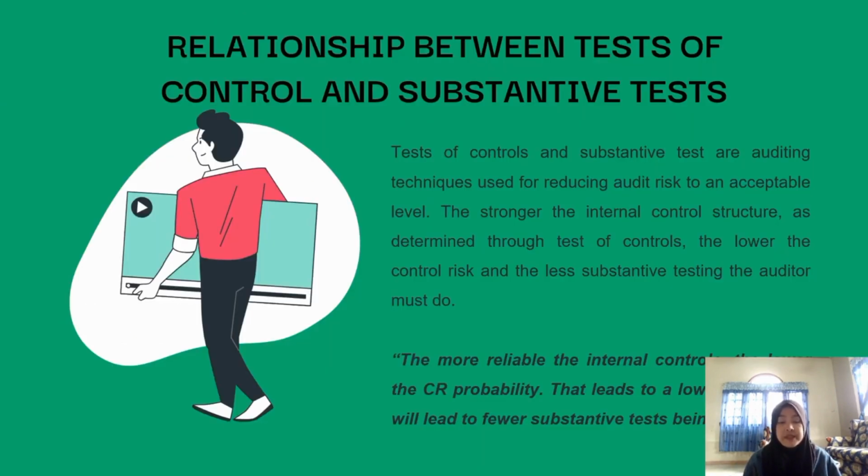The relationship between tests of control and substantive tests. Tests of controls and substantive tests are auditing techniques used for reducing audit risk to an acceptable level. The stronger the internal control structure as determined through tests of controls, the lower the control risk and the less substantive testing the auditor must do. In contrast, the weaker the internal control structure, the greater the control risk and the more substantive testing the auditor must perform in order to reduce audit risk. So in summary, the more reliable the internal controls, the lower the control risk probability. That leads to a lower detection risk, which will lead to fewer substantive tests being required.